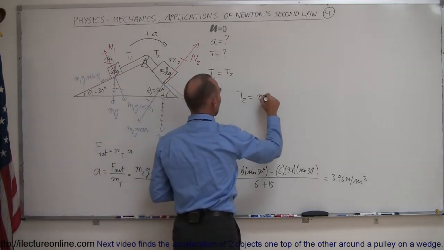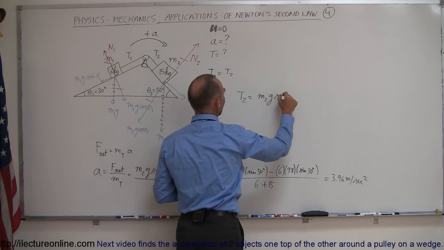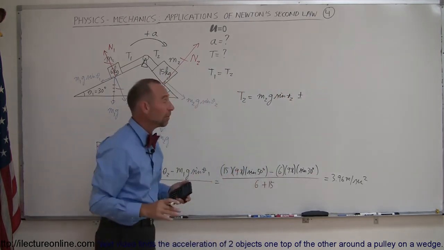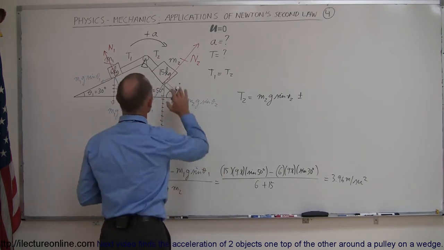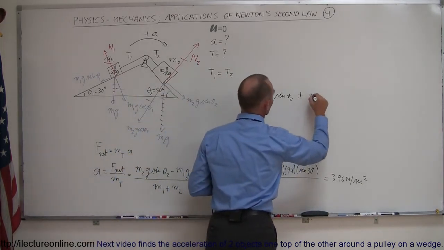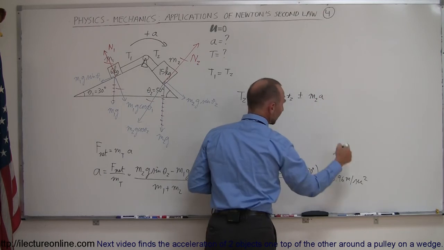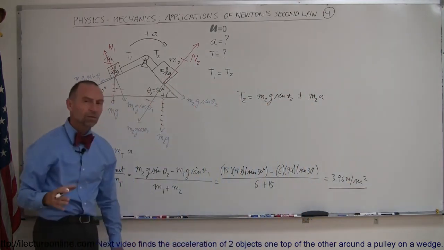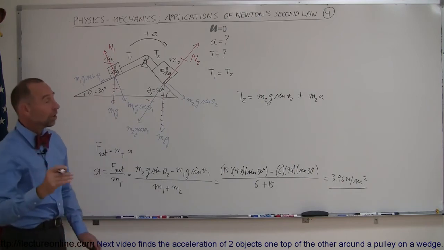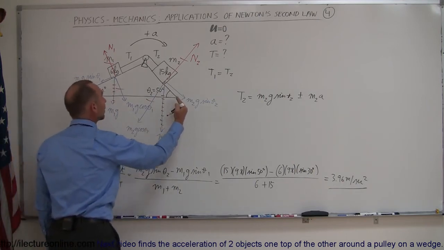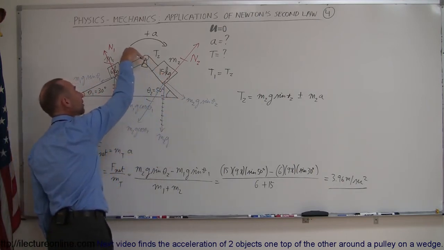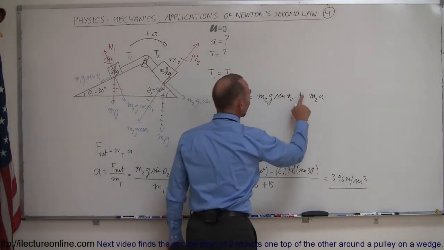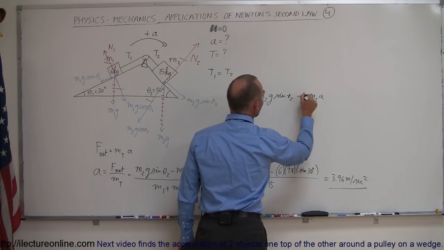So the m2g sine of theta 2 plus or minus, and we'll decide if it's plus or minus, the force required to accelerate this. So the force required to accelerate m2 with the acceleration that we found, the 3.96 meters per second squared. Now, is it plus or is it minus? It would be plus if the mass was being accelerated upward. It'll be minus if the acceleration is allowed to go downward with the force of gravity. So in this case, we can say that it's going to be minus.